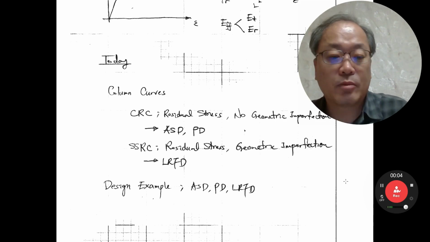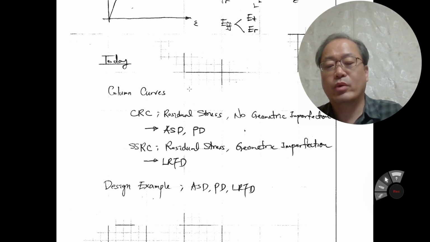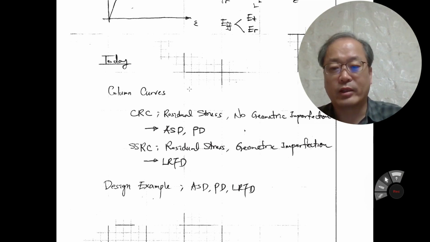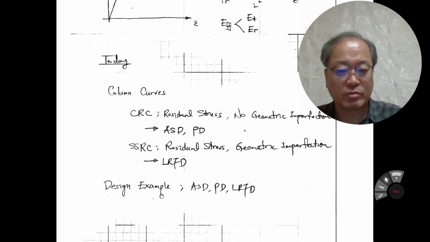Today I'll present several column curves. When we design the column, we need the column strength curve. So I'd like to introduce the CRC column curve first, and then SSRC. And I'll show you some design examples: ASD, PD, LRFD. This is the scope of the lecture this week.